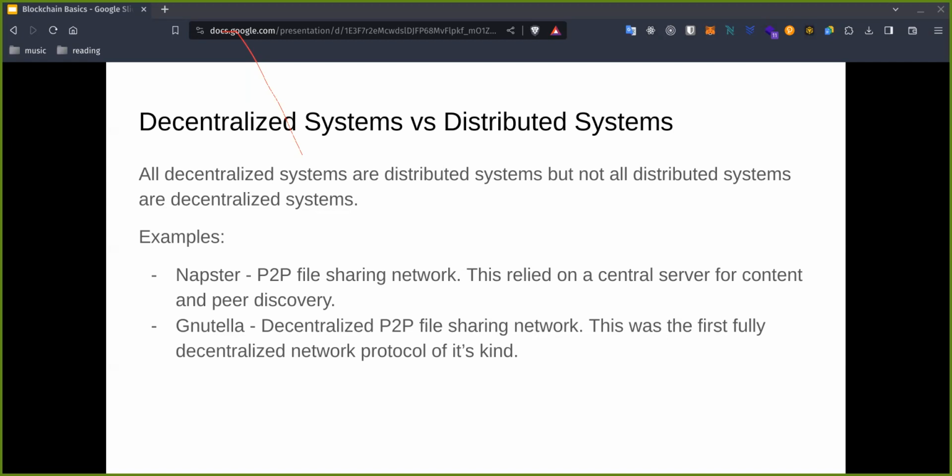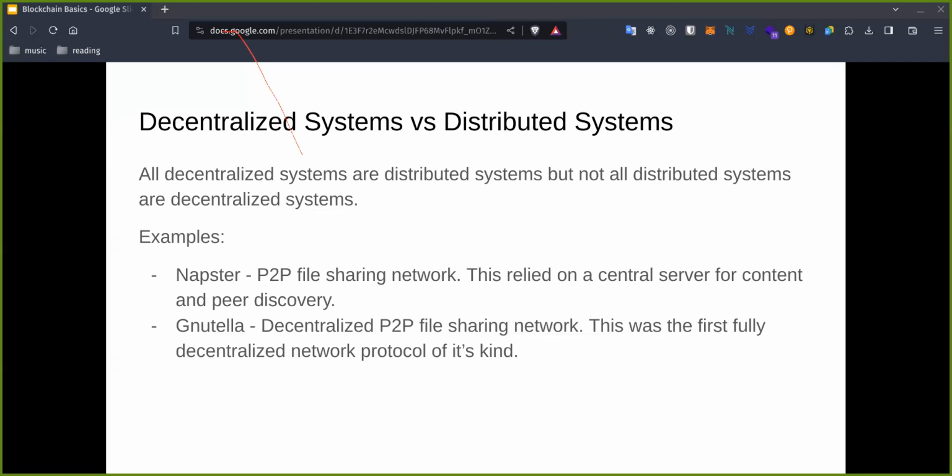A good example, as you can see there, is Napster and Gnutella. Napster is a P2P file sharing network, but it had a central server that was used for content and peer discovery. Since it was a central server, it could be shut down. You just shut down the central server, and the whole network is rendered completely useless.